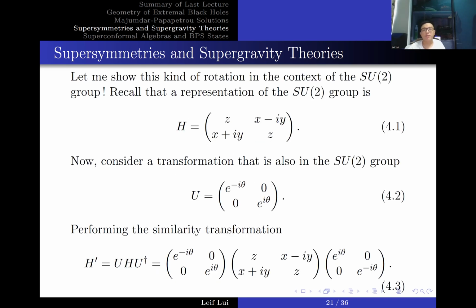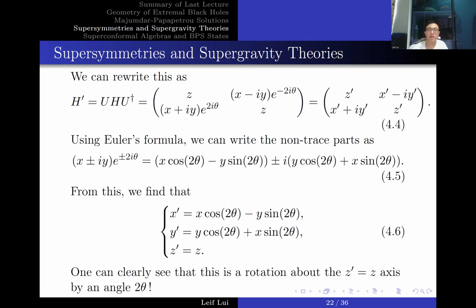Let me show you this kind of rotation in the context of SU(2) groups. Recall that a representation of SU(2) is as follows. Now consider the following transformation that is also in SU(2). We multiply the matrix out, and we obtain this. We can rewrite this and represent the new transformed coordinates as z prime, x prime, and y prime. Using Euler's formula, we can compare one of these terms with this term, and what we see is that x prime is equal to this, y prime is equal to this, and z prime is equal to this.